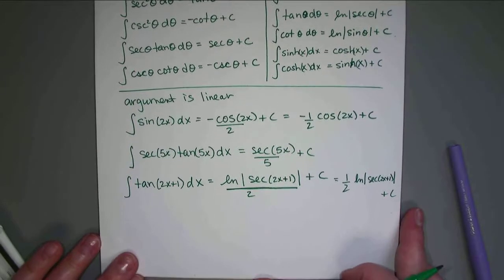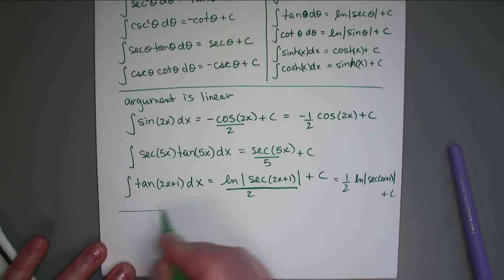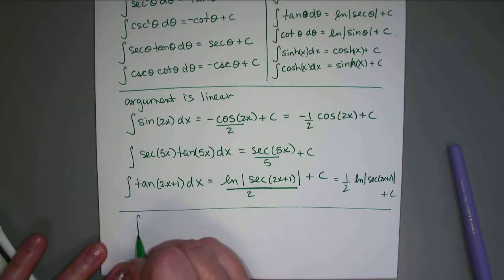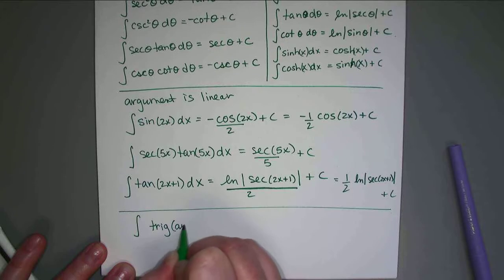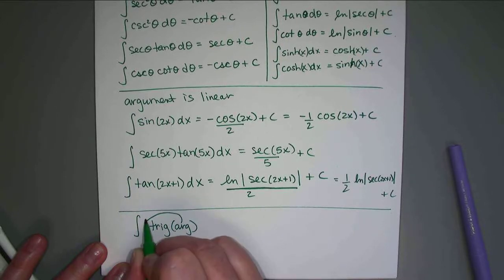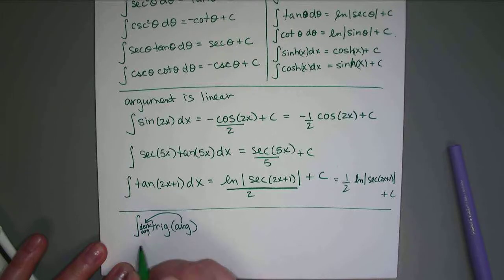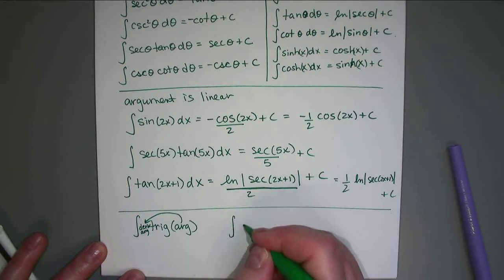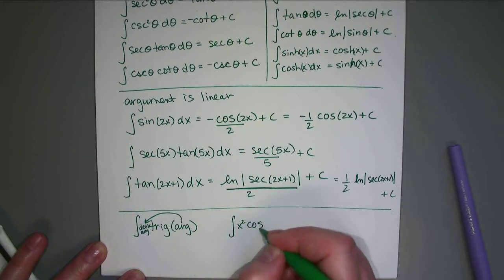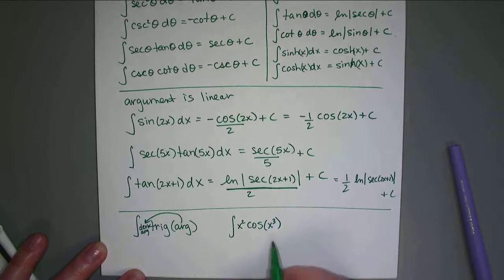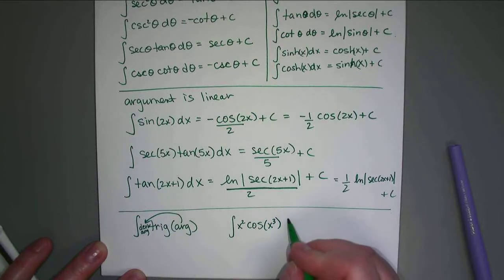If the argument is not linear, then the derivative of it has to be in front. So for example, if we had some trig with an argument here, the derivative of the argument would have to be out front. So for example, if I had x squared cos of x cubed, this would apply. The derivative of x cubed is 3x squared, and there's an x squared out front.